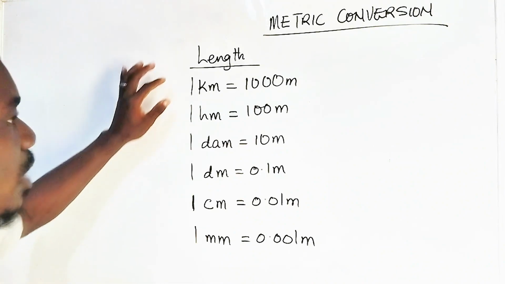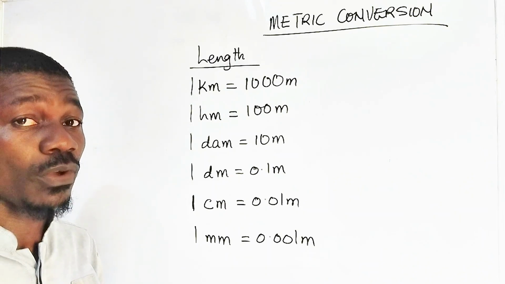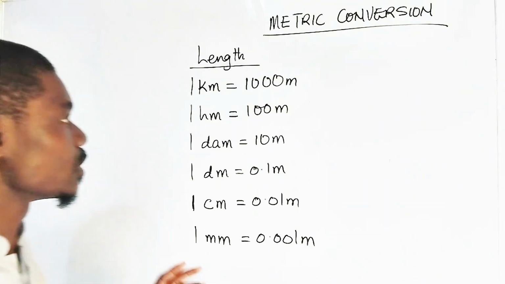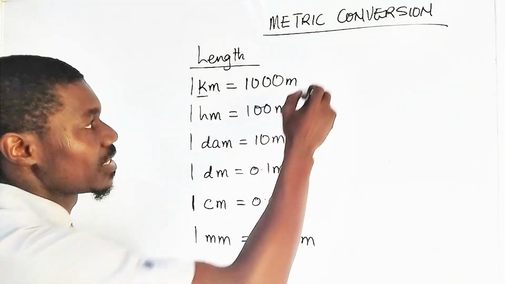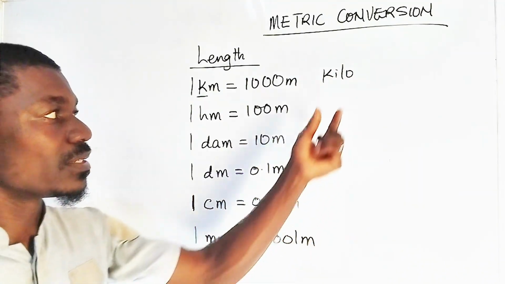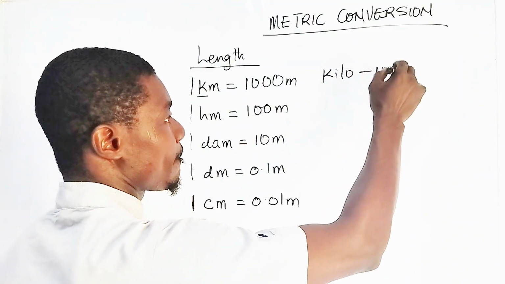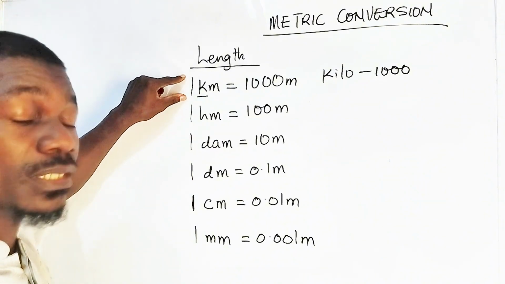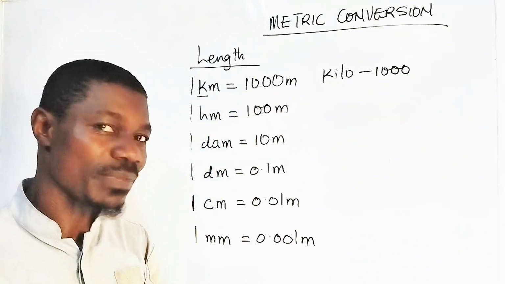Okay, now number one here, we have 1 kilometer, which is equal to 1000 meters. Now why is it so? The reason why it is so is because K here is kilo, and the metric value of kilo here is 1000. Which implies that 1 kilometer is 1000 times a meter.